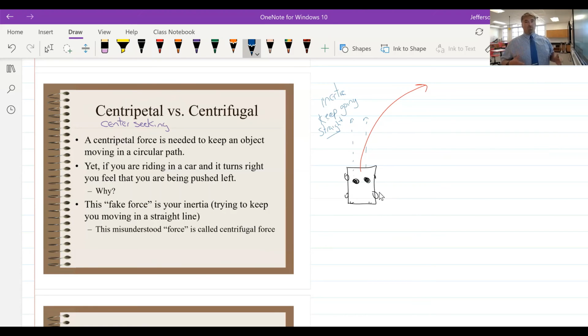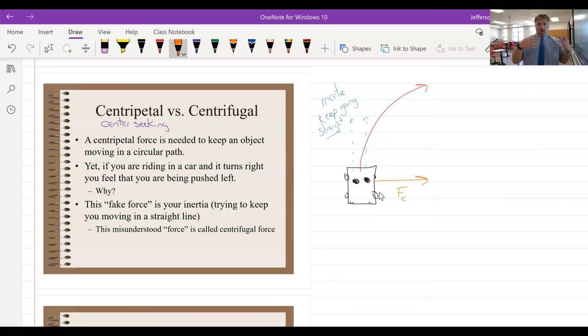And so it's your inertia which actually makes you want to go straight. It's the centripetal force, which I'll put here, that is actually causing you to turn in. If that centripetal force would suddenly disappear, you would continue going straight.